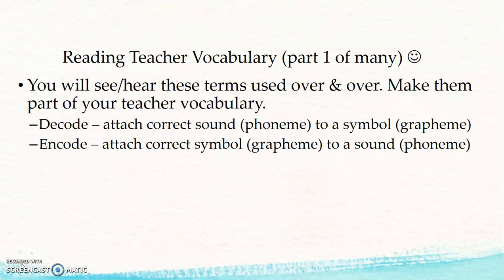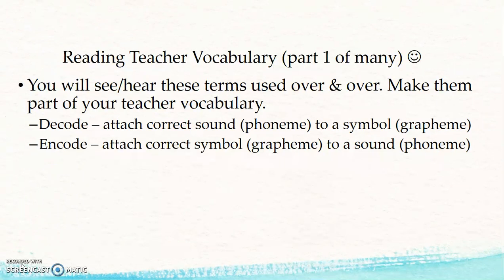The next set of words we're going to look at are decode and encode. When you decode a text, you attach the correct sound or phoneme to the symbol or grapheme. So this is a process that we go through when we are reading a text. We see the letters B, A, T, and we put the sounds B, A, T together with that. So that is decoding what sounds or phonemes those graphemes are represented.